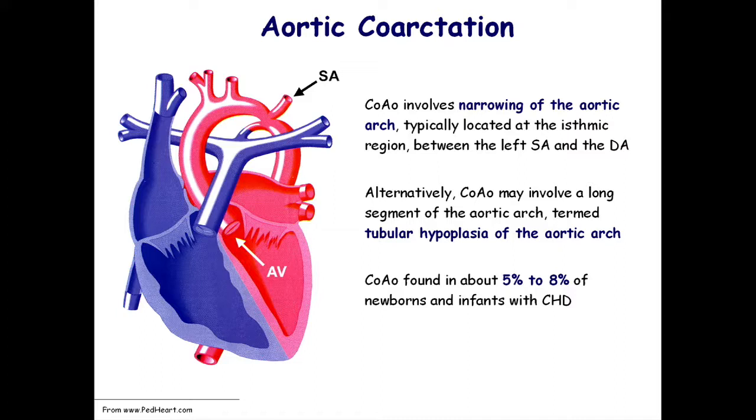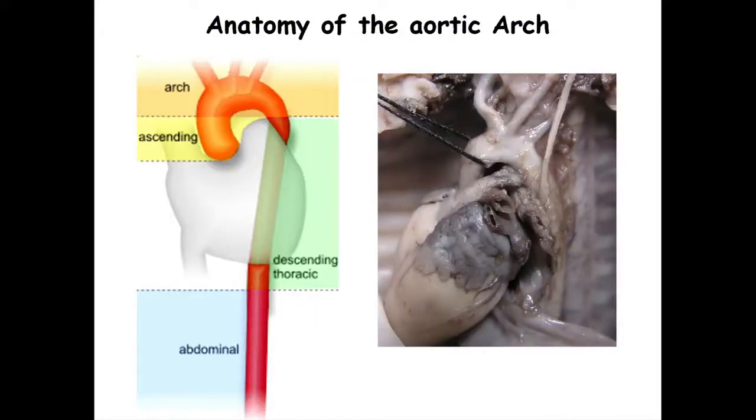This is a relatively common abnormality and accounts for about 10% of all congenital heart anomalies in the newborn, and very often results in a life-threatening condition that requires surgical attention right after birth. So here is the anatomy of the aortic arch, just a reminder that we can see different regions of the aorta, starting from the aortic valve, then the ascending aorta, aortic arch, head and neck vessels, and then the descending thoracic aorta and abdominal aorta.